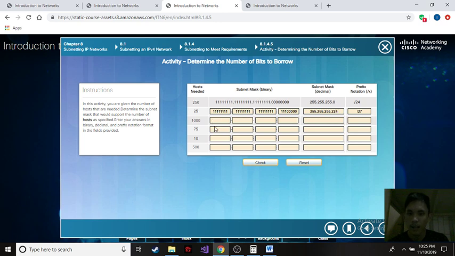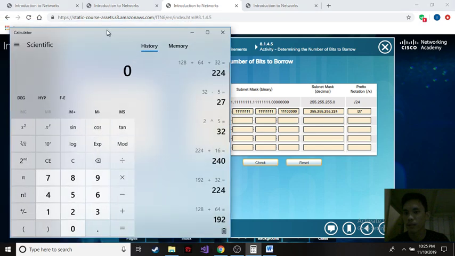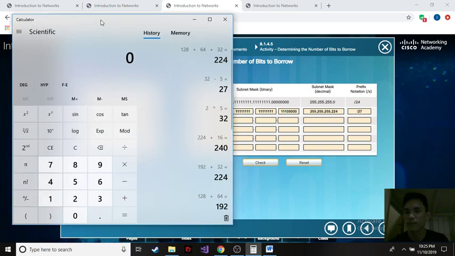Here we are given a host needed, which is 1000. So we're going to compute again the host network that is greater than 1000. So let's use again the formula, 2 raised to n, where n is the borrowed bits. Let's say, 2 raised to 10. So 1024 and 1000. So this should do it.